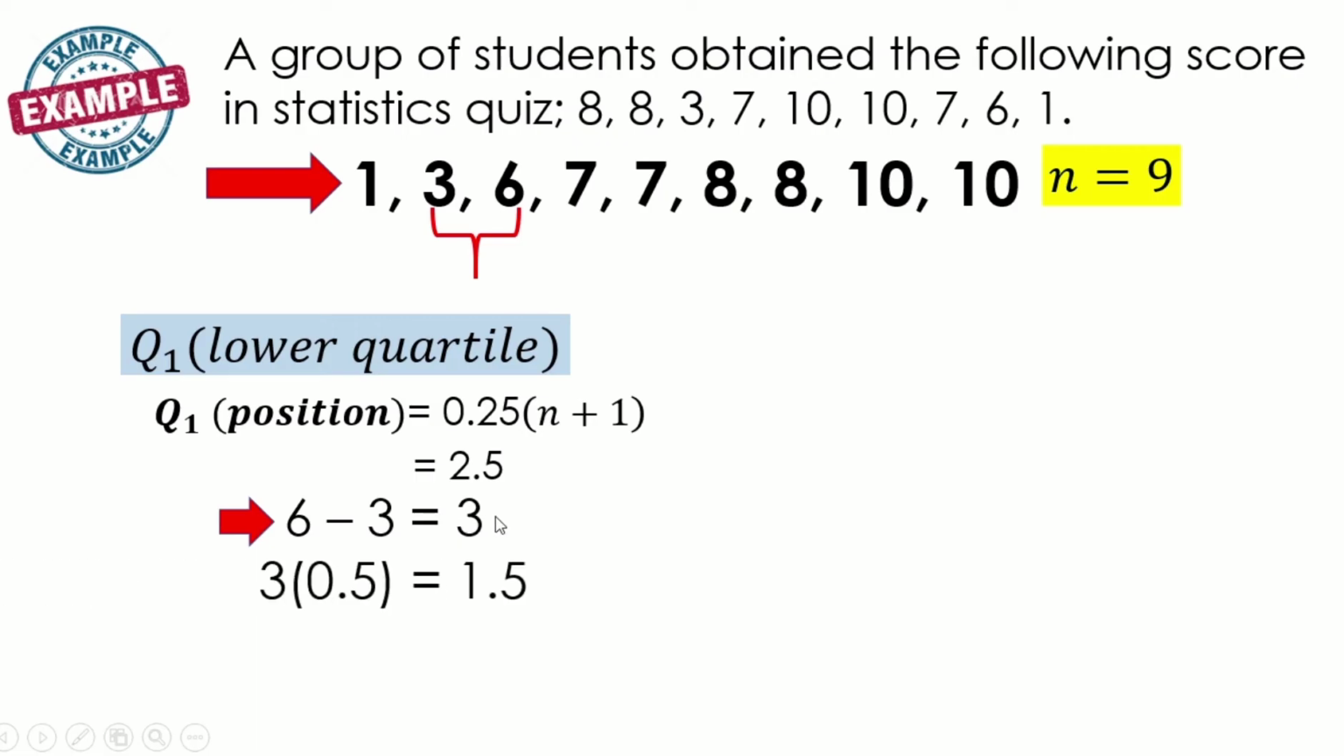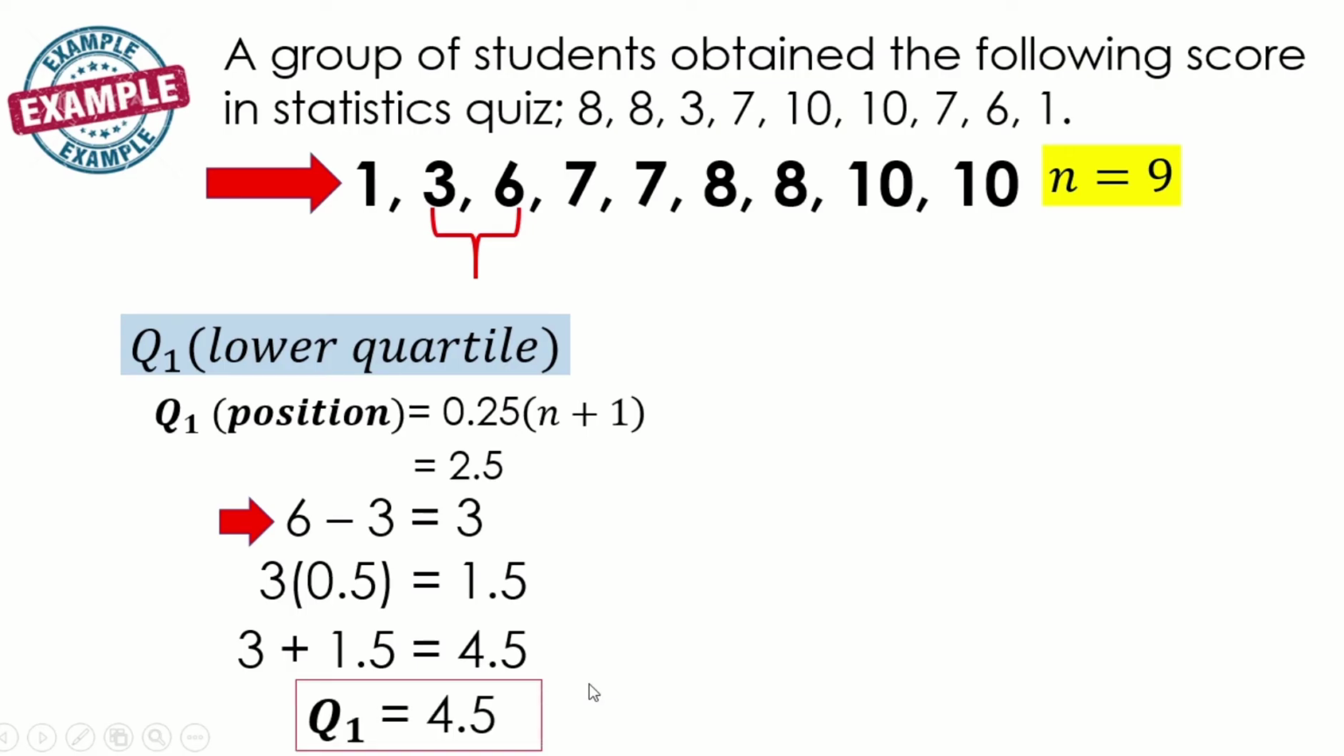Anong susunod na step? I-multiply natin itong sagot natin dito sa decimal na to, which is 0.5. So 3 times 0.5, the answer is 1.5. The last step, we need to add yung sagot nyo dun sa difference plus dito sa step number 2. So 3 plus 1.5, the answer is 4.5. So the first quartile is 4.5.